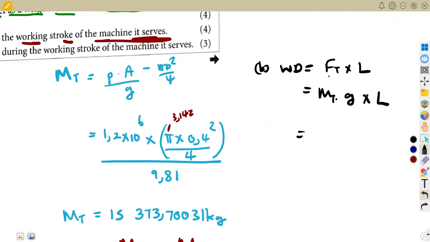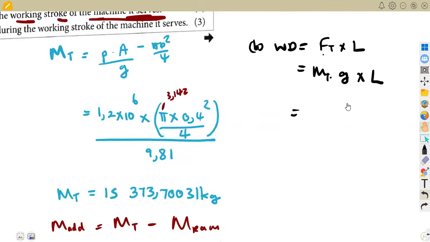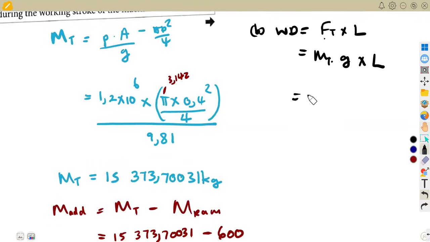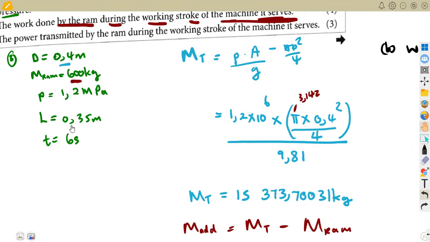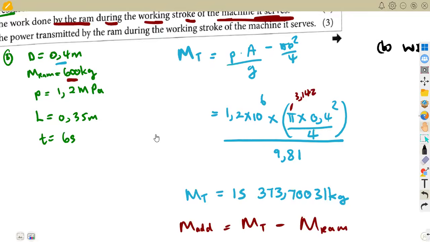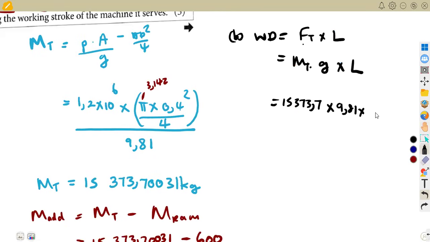The total mass from our calculation gave us 15,373.70031. We can even take it as a 7, because the 00 does not affect anything, times the gravitational acceleration, 9.81, times the RAM distance L. Remember, our RAM distance L is given as 0.35. The distance moved by the RAM is 0.35.